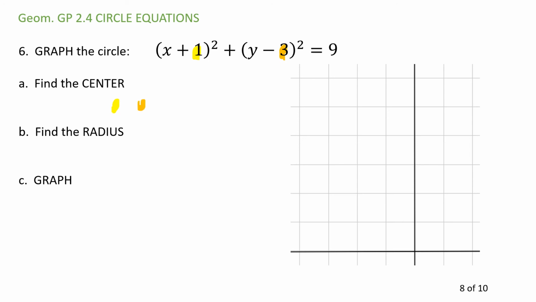So just like I was doing in the beginning, change the x, change the y, and as long as I'm doing it, don't forget to take the square root. So the center is negative 1, 3. I'm going to graph that. Side to side 1, up 3. Here's my center.